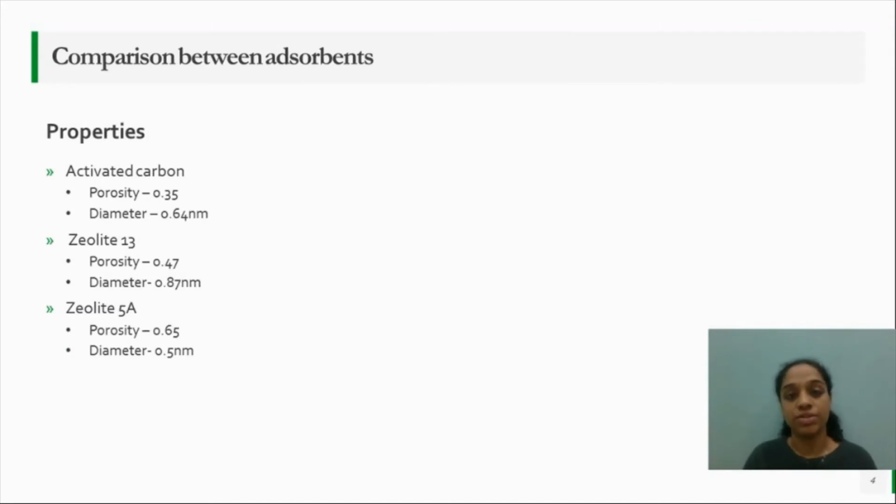There will be three different adsorbents to be compared, which are activated carbon, zeolite 13, and zeolite 5A. Two different methods will be used to compare these adsorbents, which are the properties and its isotherm curves. Let's start off with the properties. The first adsorbent is activated carbon, and it has a porosity of 0.35 and a diameter of 0.64 nanometers. The next adsorbent is zeolite 13, which has a porosity of 0.47 and a diameter of 0.87 nanometers. And last but not least, zeolite 5A, which has a porosity of 0.65 and a diameter of 0.5 nanometers.